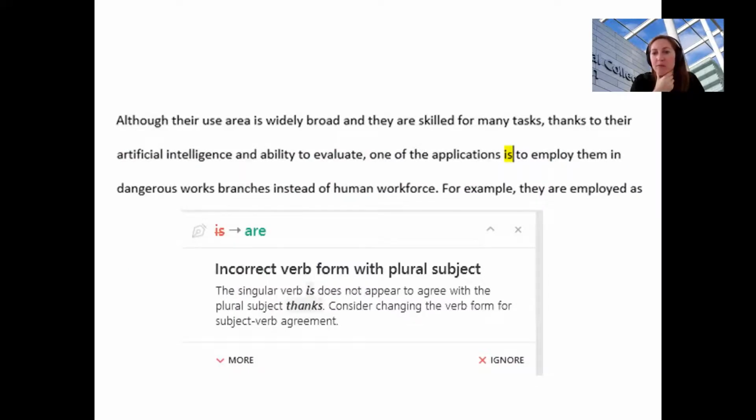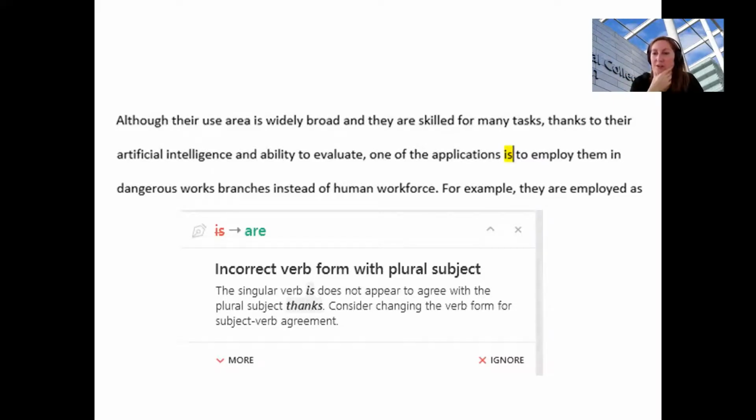Okay, in this example, we've got our verb is, and we can clearly see that the subject of the verb is applications, one of the applications. However, Grammarly has misinterpreted the structure of the sentence, and it sees the subject as being the word thanks, which comes earlier in the sentence. So it's taken this perfectly good sentence and has suggested this change in verb form to are. So it's made a suggestion that could actually make this text worse.